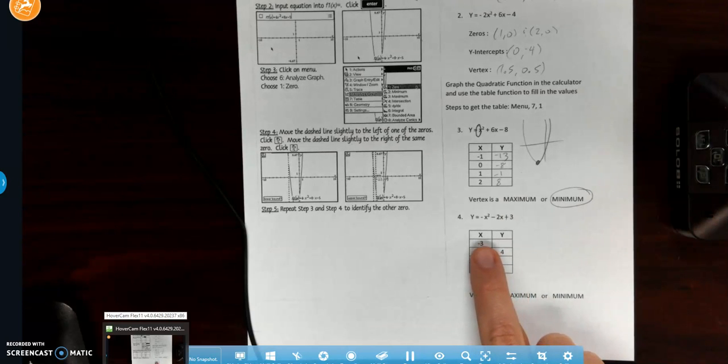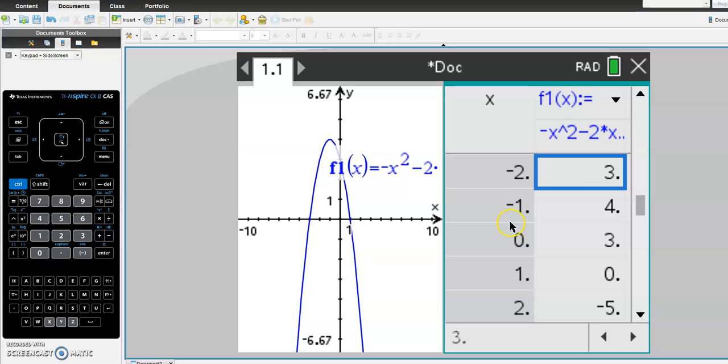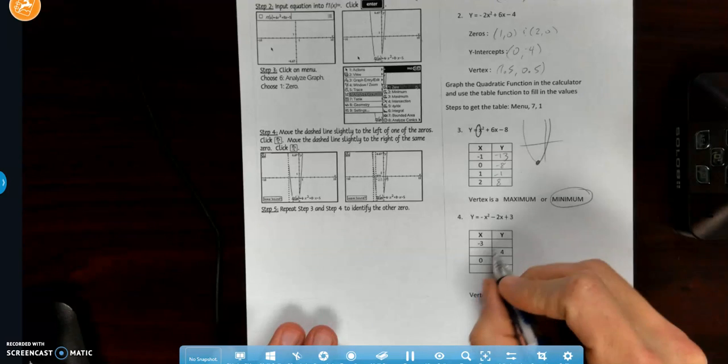So negative 3, the x value, what's the y value? So let's go to our table. Let's figure out where x is negative 3. This is your x column. So I need to scroll up, negative 3, 0. So I fill that in, negative 3, 0.